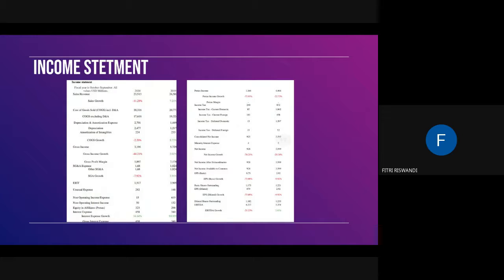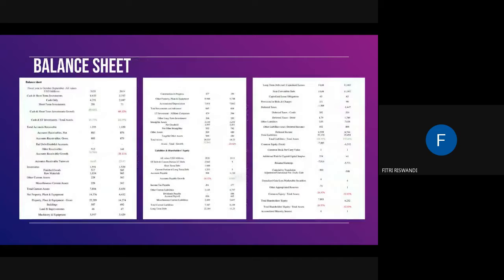Next is the income statement. This income statement I got from the website WSJ. The next is the balance sheet. This balance sheet I got from the website WSJ, and the liabilities and shareholder equity I also got from the website WSJ.